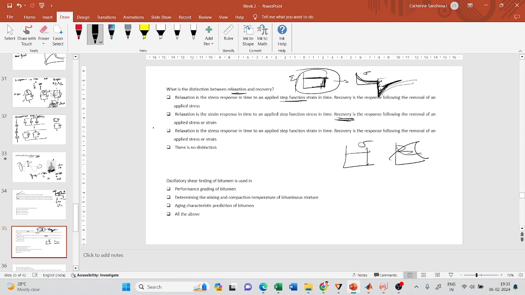Okay. So the answer to this will be this. Relaxation is the stress response in time to an applied step function strain, and recovery is the response following the removal of an applied stress or applied strain.